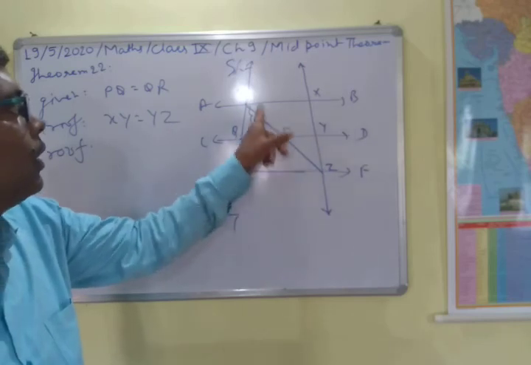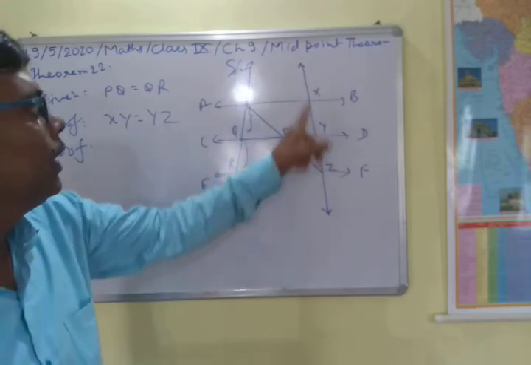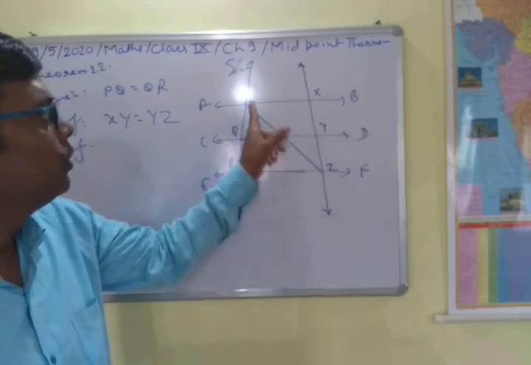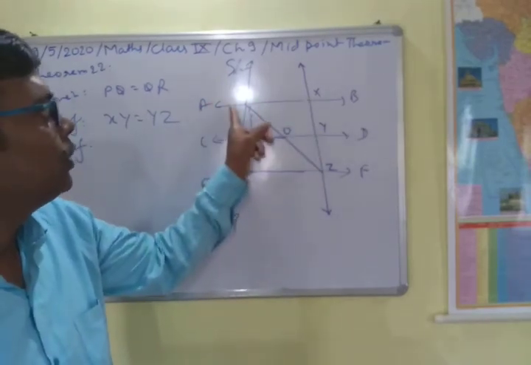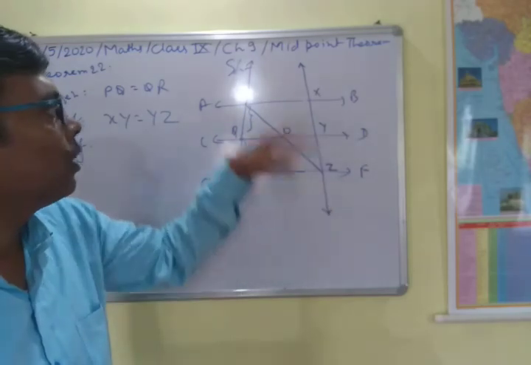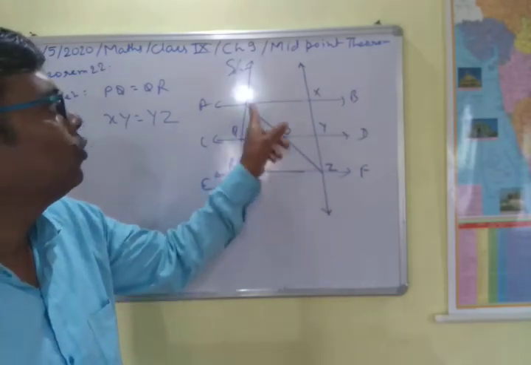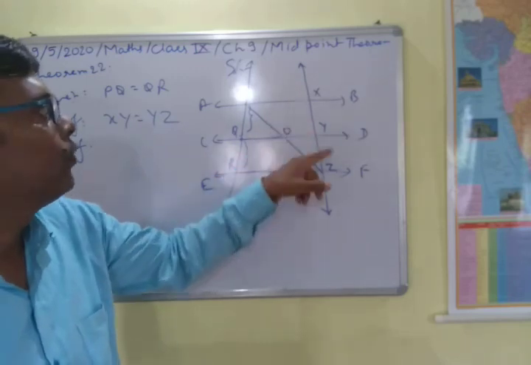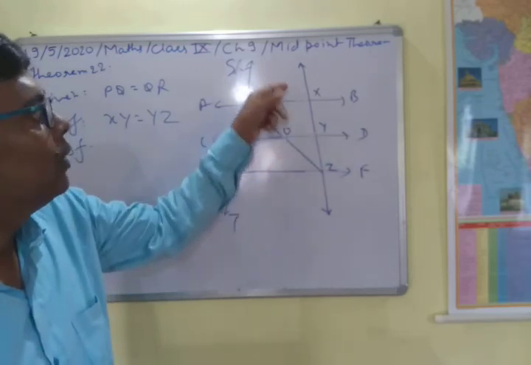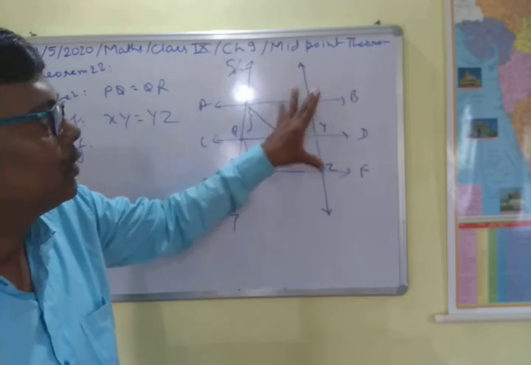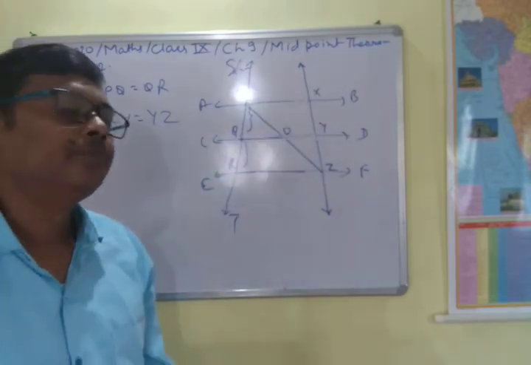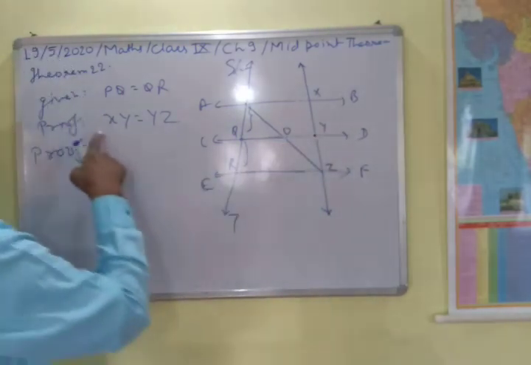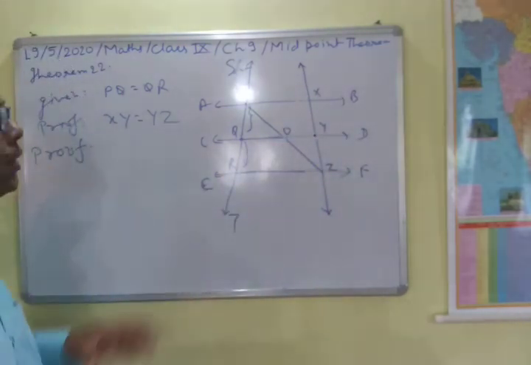Now next, move on to the triangle PZX. In this case, O is the midpoint and OY is parallel to PX, because you know that PX, QY and RZ are parallel here. Now O is the midpoint and OY is parallel to PX, therefore Y is also the midpoint of XZ, again by theorem 21. So it is proved, and therefore Y is the midpoint, so XY equal to YZ. So this is a very small proof.